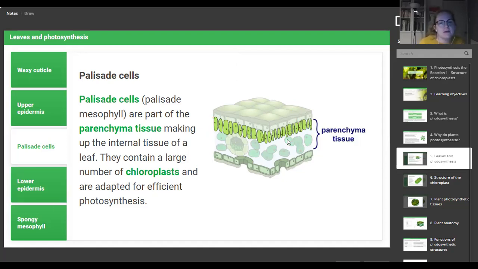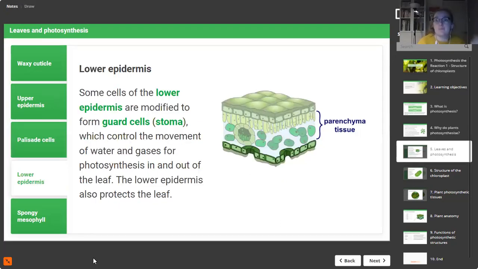Next layer, we're going to just skip the spongy mesophyll for a moment, and jump all the way down to the lower epidermis. So our lower epidermis, bottom of the leaf, kind of self-explanatory in the name of it. Some of the cells in the lower epidermis are modified from guard cells.